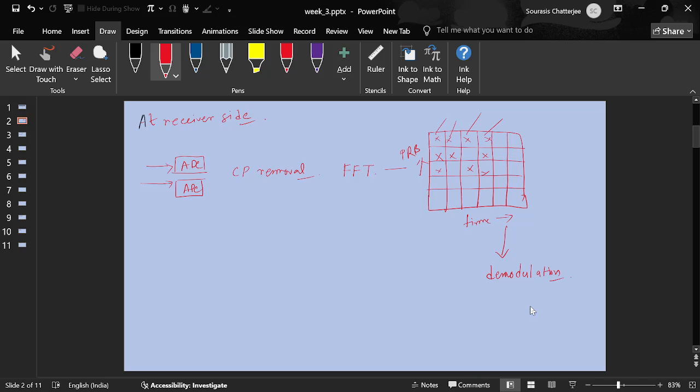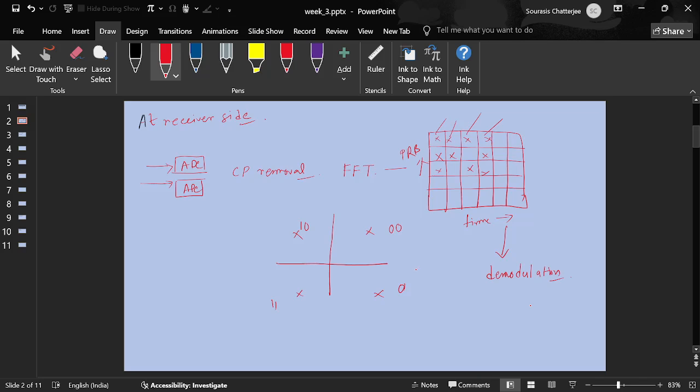So this is one reason I can think of. Second thing, what is the need for demodulation in the first place? Let's say I am talking about QPSK. If I would like to draw the constellation diagram, I have four possible points here. This is, let's say, 00, this is 10, this is 01, this is 11.